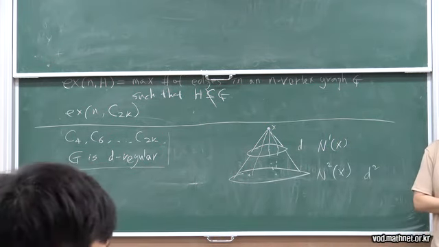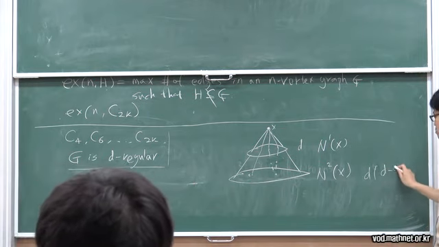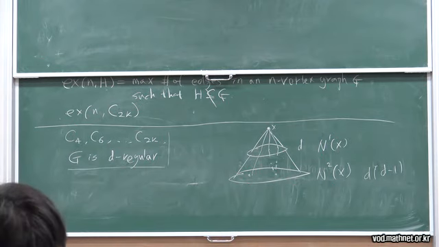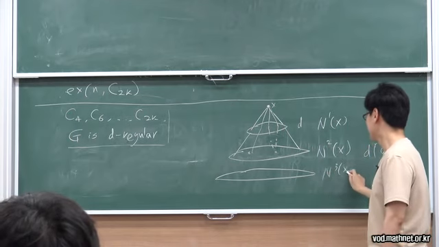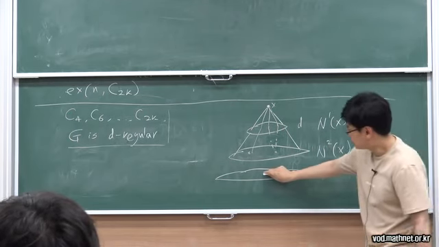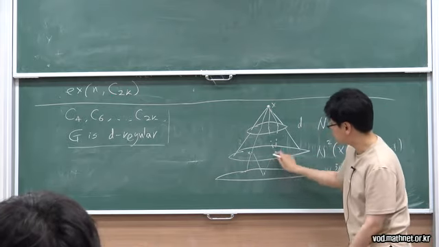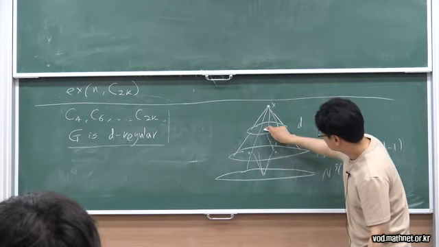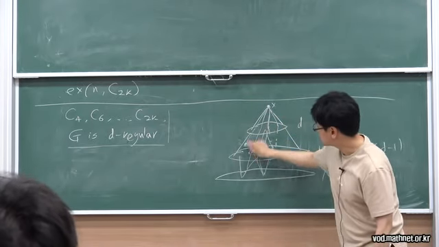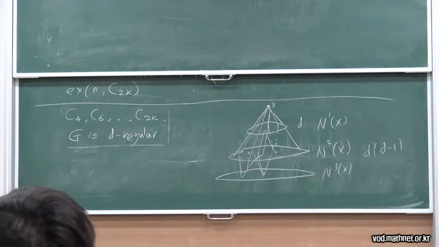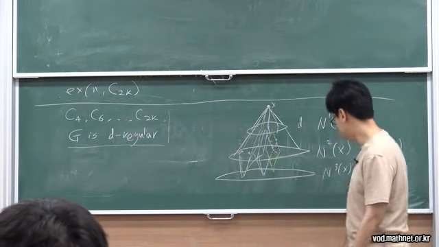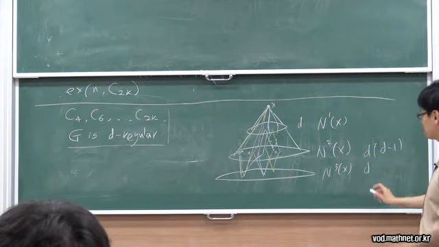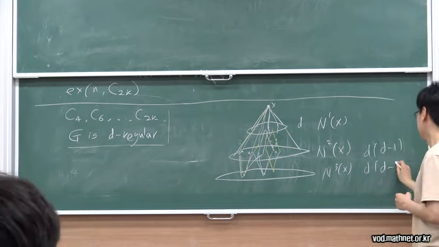D times D minus 1? Yes, that is correct. In extremal graph theory, we just forget all the smaller things, so forgive me for that. And then what's the third neighborhood? Again, if some neighborhoods coincide, then we get either C4 or C6. So again, let me be careful. So D times D, D squared.